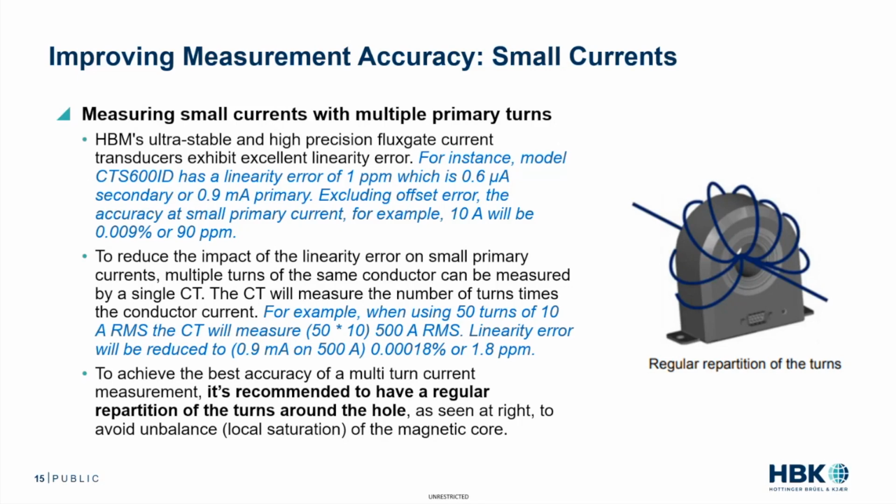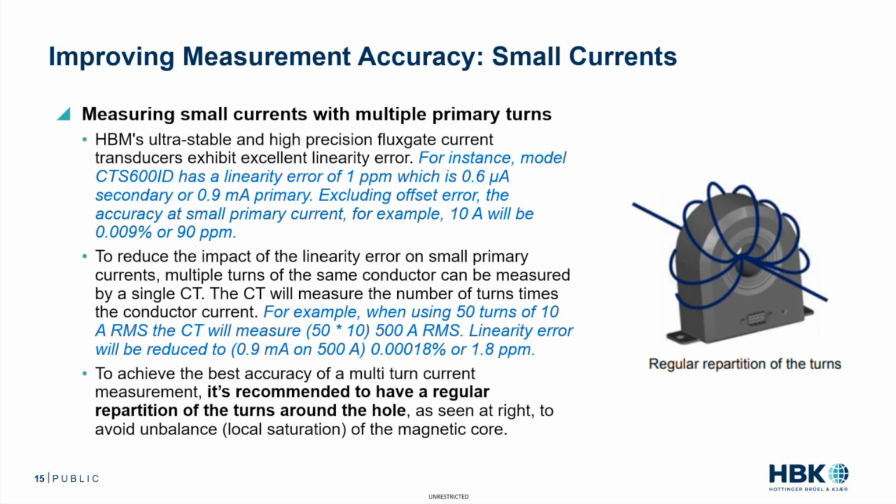So ideally, as an example here, we have, let's say, a 600 amp CT with a linearity error of, let's say, 1.1 ppm. Basically, it's 0.6 microamps on the secondary or 0.9 milliamps on the primary. So excluding offset error, the accuracy at the primary current, for example, 10 amps will be 0.009% or 90 ppm.